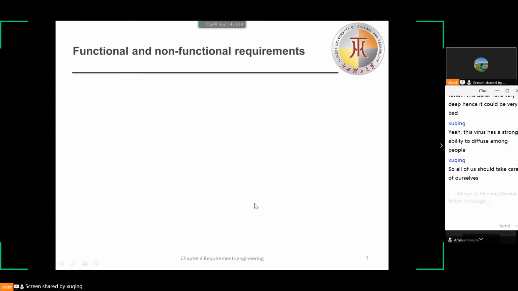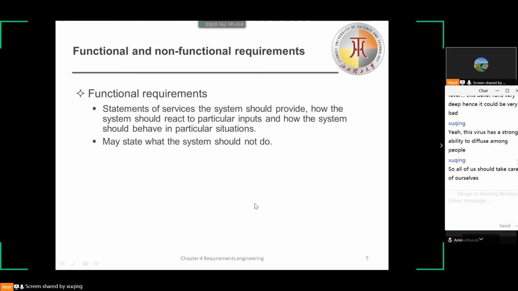We have another way to classify software system requirements. We can classify them as functional requirements and non-functional requirements. Functional requirements are statements of services the system should provide, how the system should react to particular inputs, and how the system should behave in particular situations. Also, they may state what the system should not do.